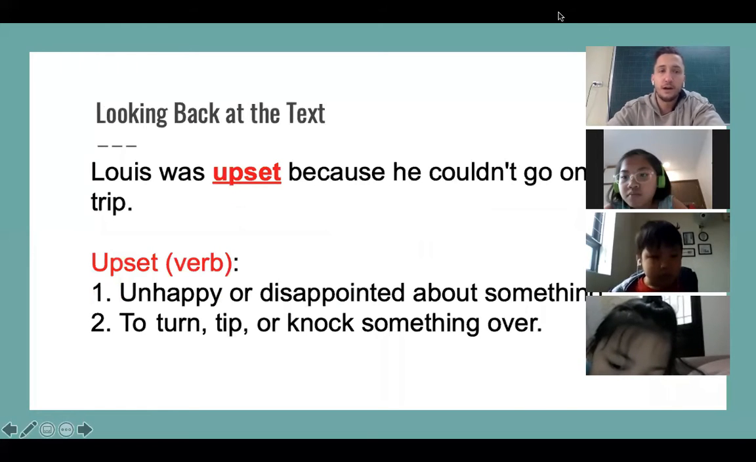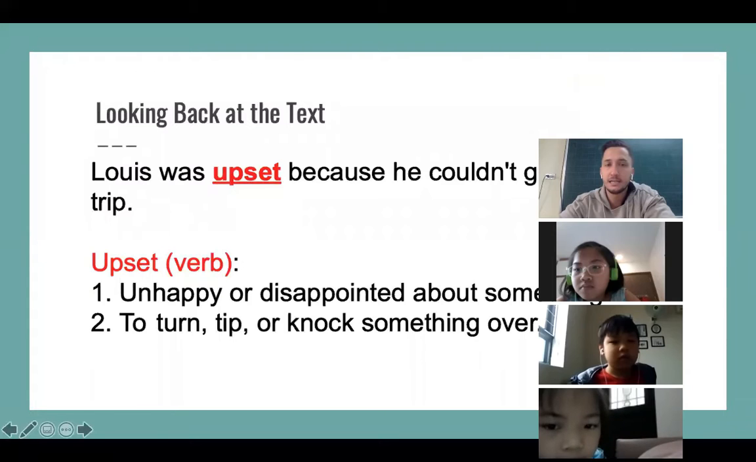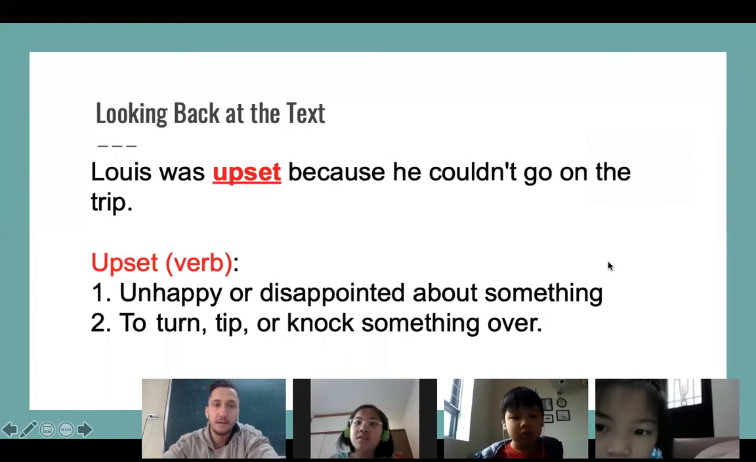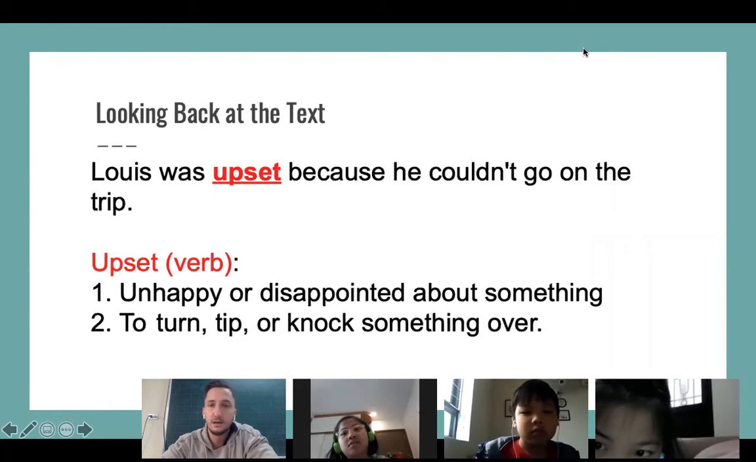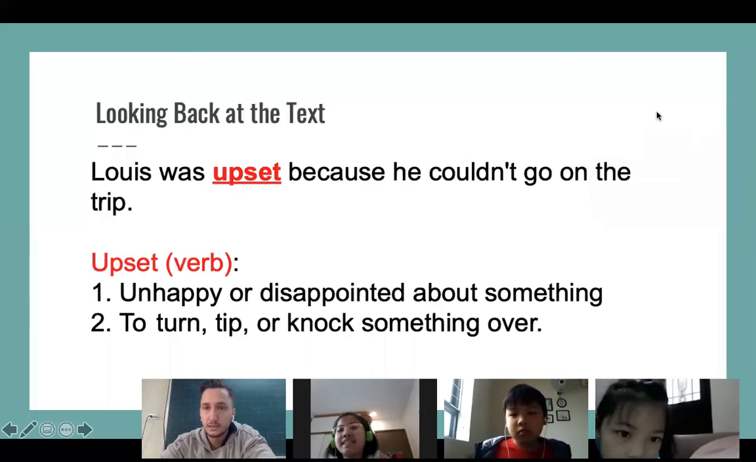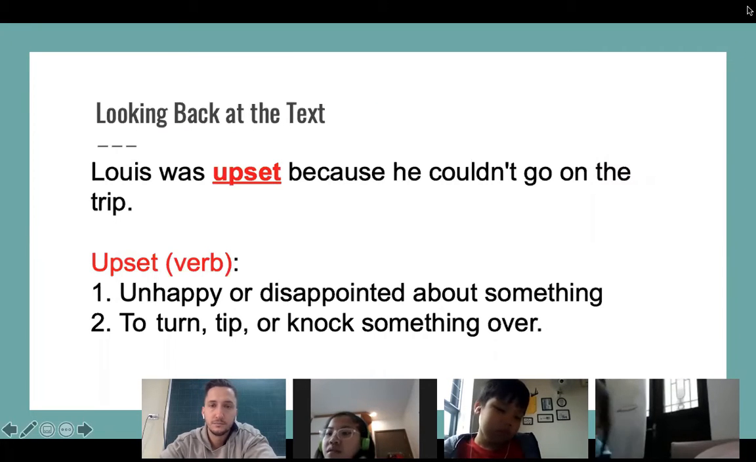We're going to go over looking back into the text. This is from our story, The Mysterious Tadpole. And this is a sentence and a word that has multiple meanings. Who would like to read out the sentence that we have listed on this page? All right, go ahead. Louis was upset because he couldn't go on the trip.